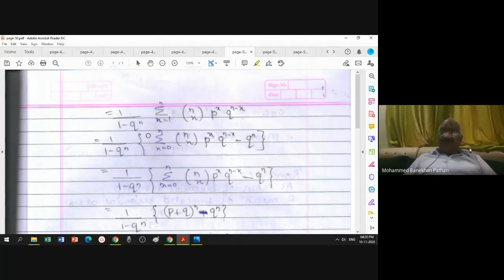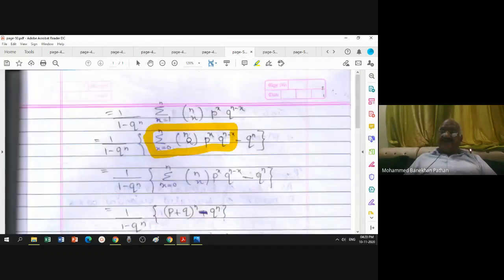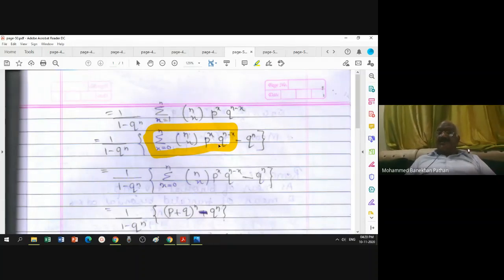Now the summation of this term, according to the binomial theorem, is (p plus q) to the power n. (a plus b) to the power n, this a and this b. So I apply that result, (p plus q) power n. But what is p plus q? q is 1 minus p, so p plus q is 1. And 1 to the power anything is 1. So everything which I marked in yellow is 1.